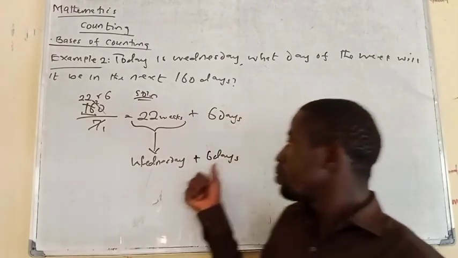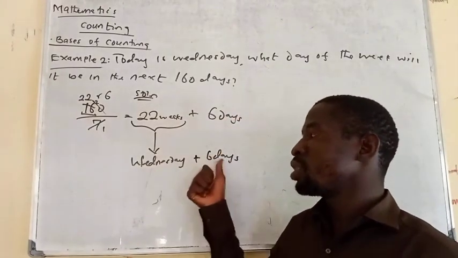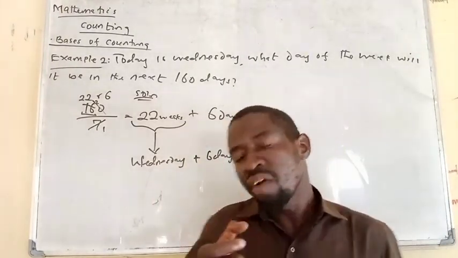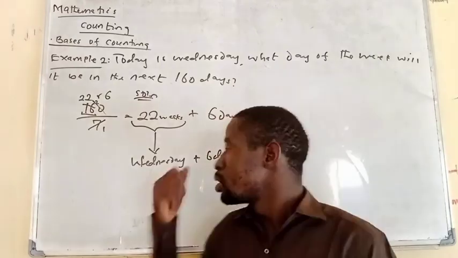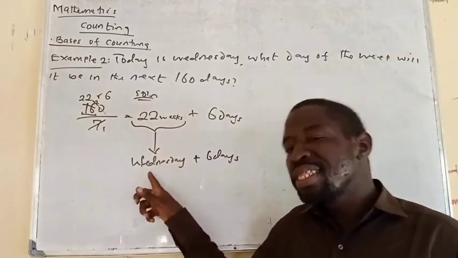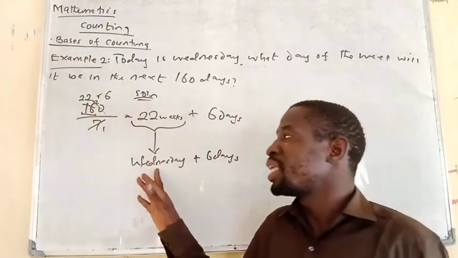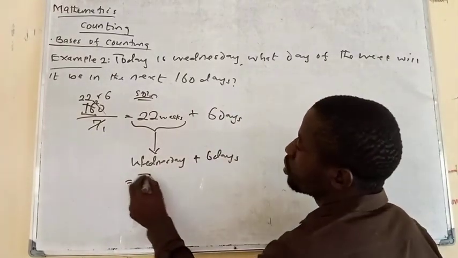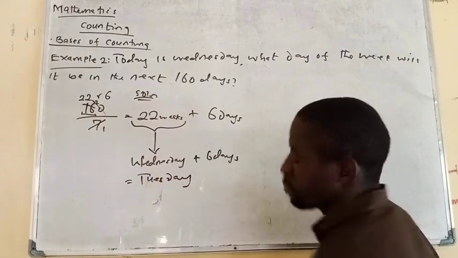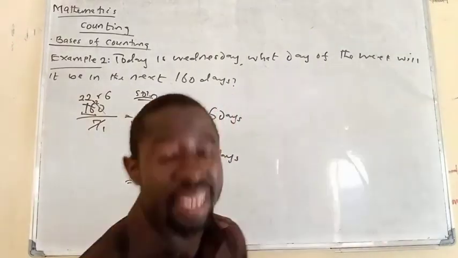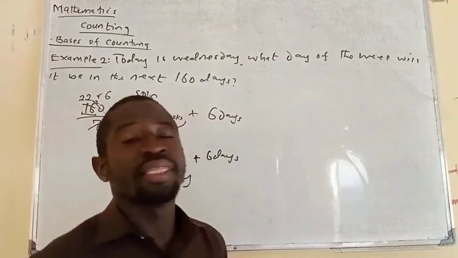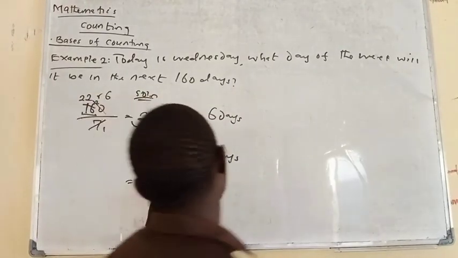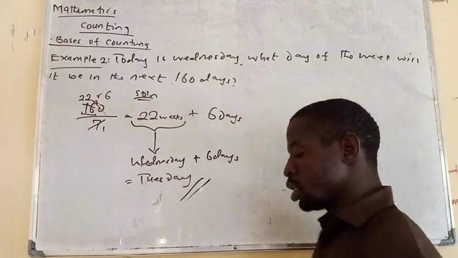Or you can say, assuming it is 7 days, Wednesday plus 7 days will still give Wednesday. But 6 days is just like saying 7 but removing 1. So if I remove 1 day from Wednesday, it will be Tuesday. So Wednesday plus 6 days gives Tuesday. Meaning that if today is Wednesday, after 160 days, the day will fall on Tuesday. So this is the solution.